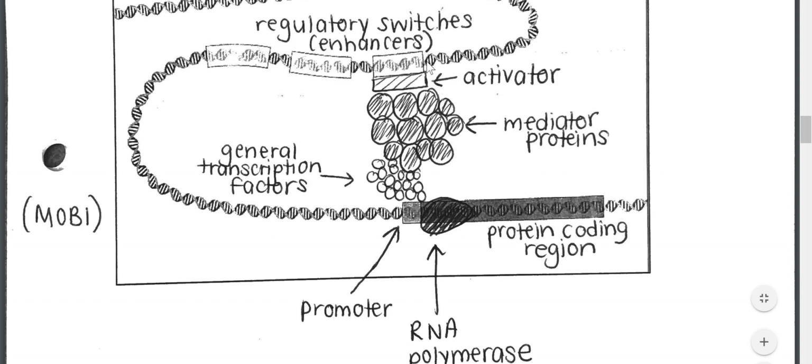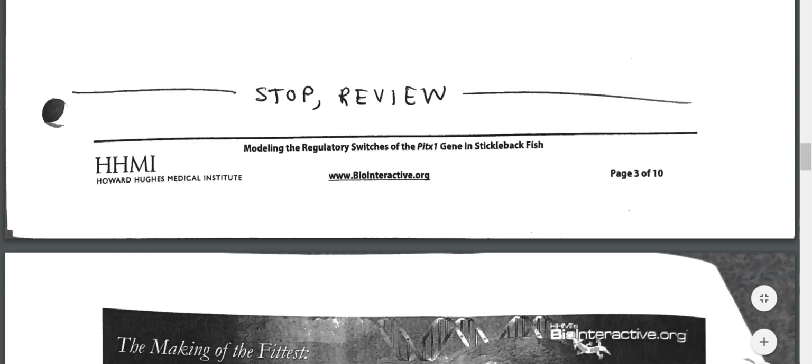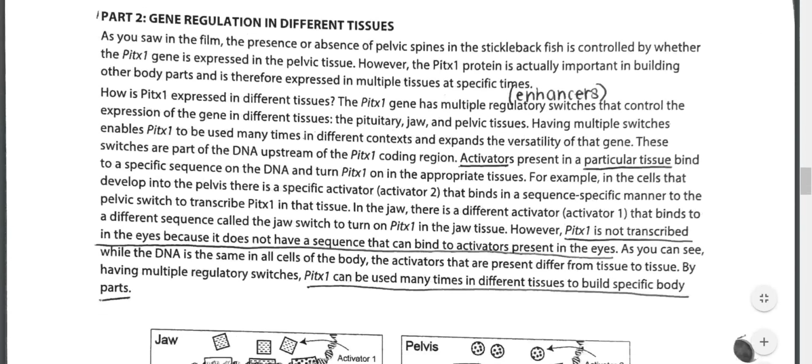We can call them the same thing. You also have your activators. These are the proteins, or the specific transcription factors, that bind to the enhancers. Mediator proteins, these are just transcription factors, is another name for them. More transcription factors. The promoter is that area in front of the protein coding region, and then our RNA polymerase. All right, so your picture should look something like that. All right. And then moving on.